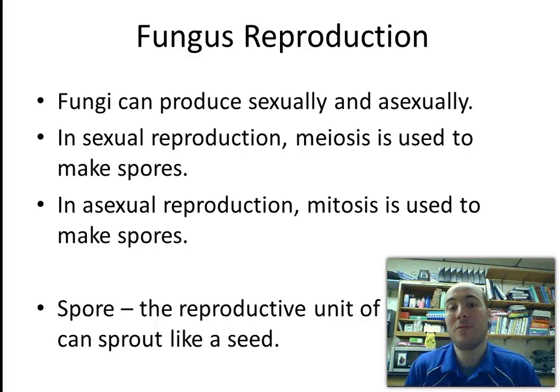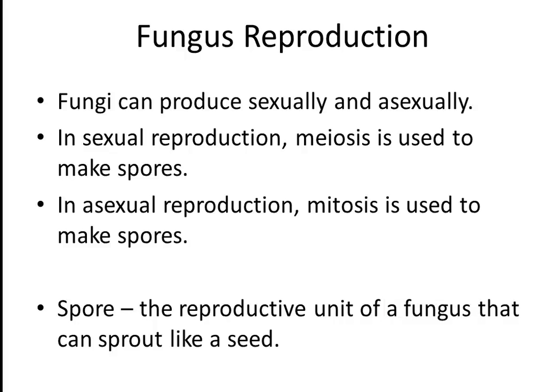Now, fungus can reproduce both sexually and asexually. In sexual reproduction, they use meiosis to make spores. In asexual reproduction, they use mitosis. And this is kind of a theme for all of life. If an organism reproduces sexually, they usually go through meiosis, they make gametes, those gametes merge together to make the first cell of the next organism. If it's an asexual organism, they simply divide from original cells. They make cells that are identical.